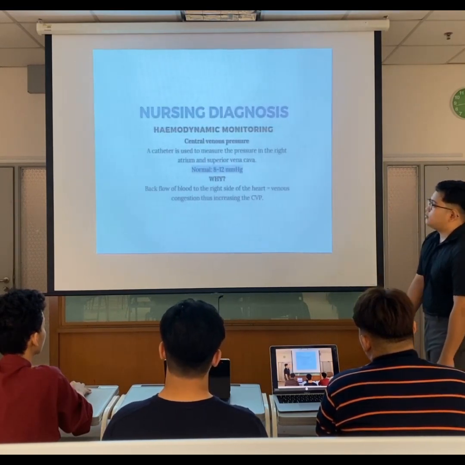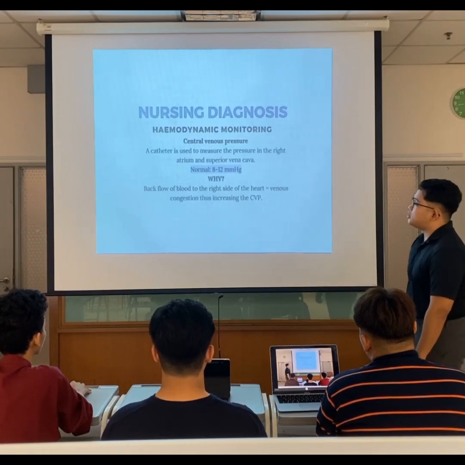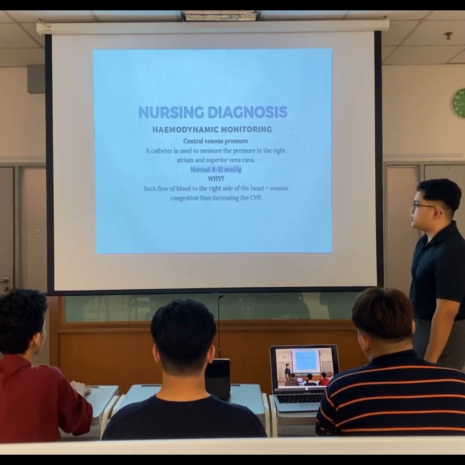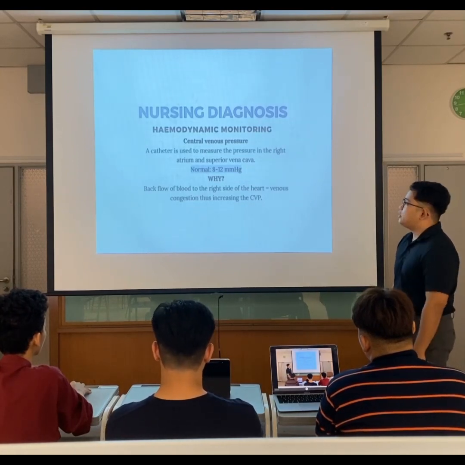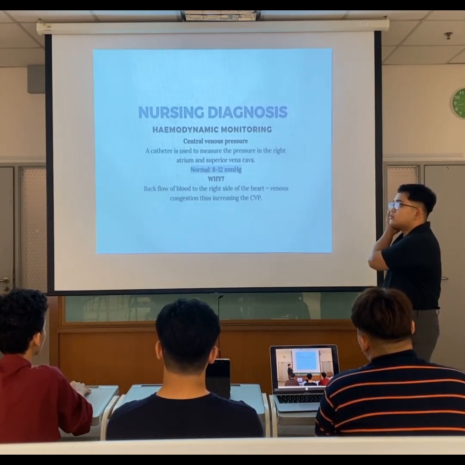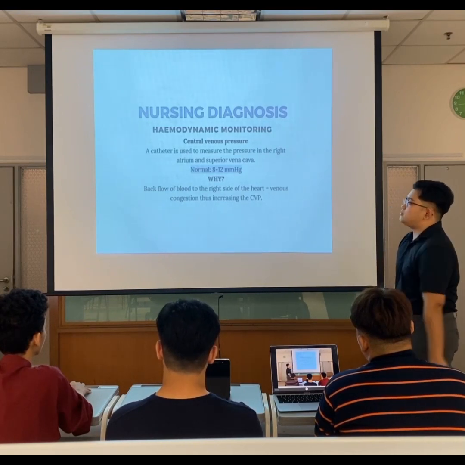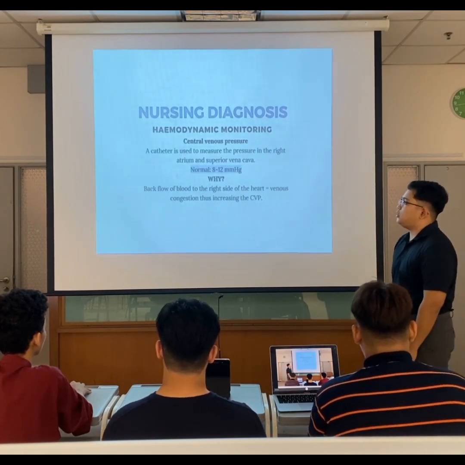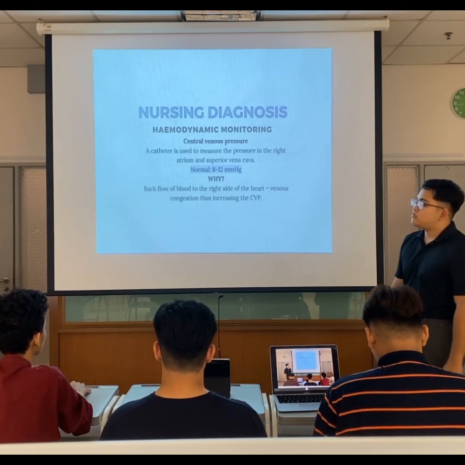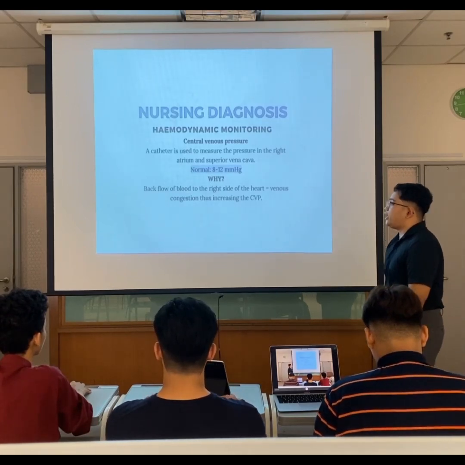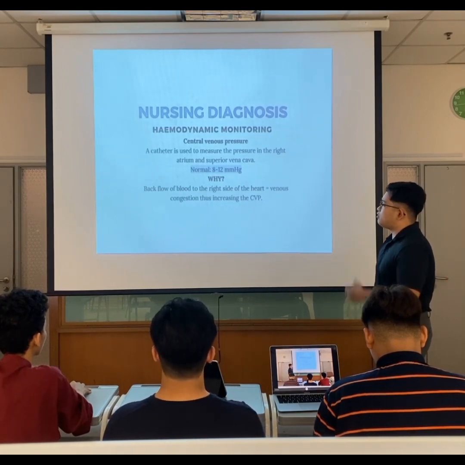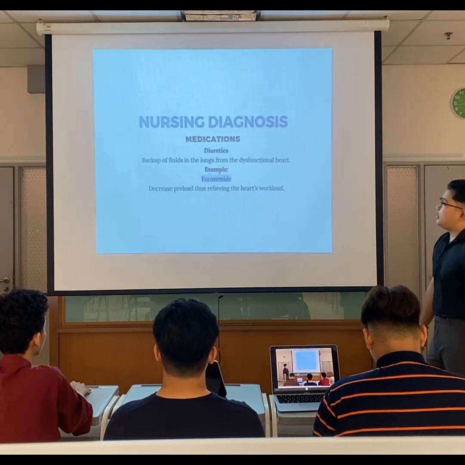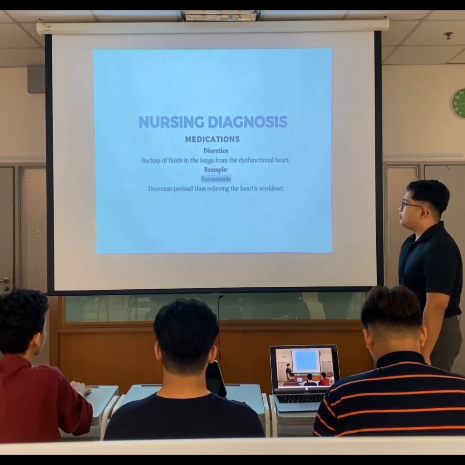Next, we measure the CVP, central venous pressure. A catheter is used to measure the pressure in the right atrium and the superior vena cava. The normal depends on the resources; sometimes it is 6 to 8 and sometimes 8 to 12. Why? Because backflow of blood to the right side of the heart causes venous congestion, thus increasing the CVP.